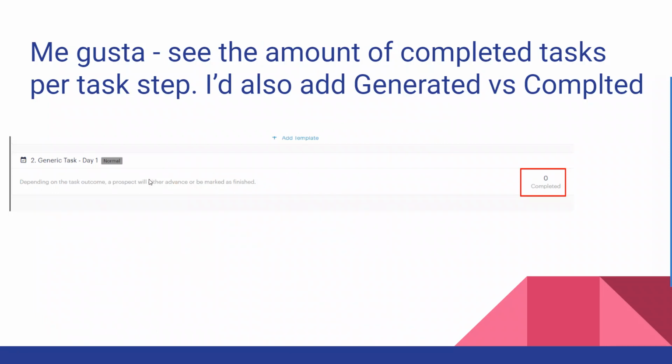This is also one I really liked. So in the sequence you have a step and a task. Yeah, so I created a task step, and then you can see how many of these tasks are completed. And I would also add how many are generated, versus how many are completed. Would be very cool to actually keep track and see. Yeah, okay, so I have 100 tasks generated and 0 completed. Well, maybe I should get to this step.